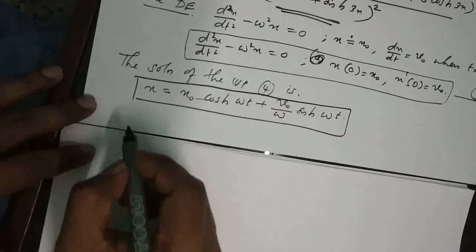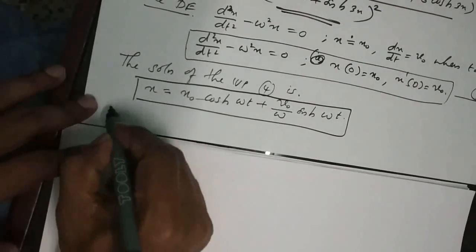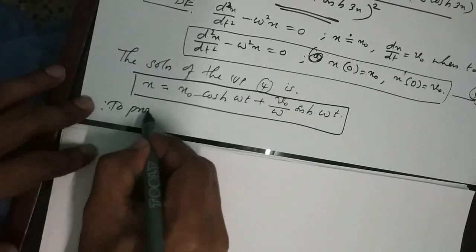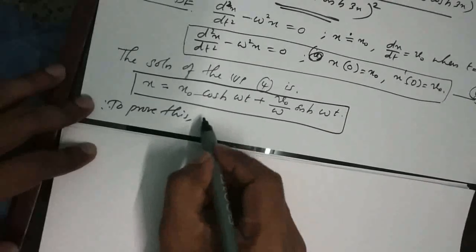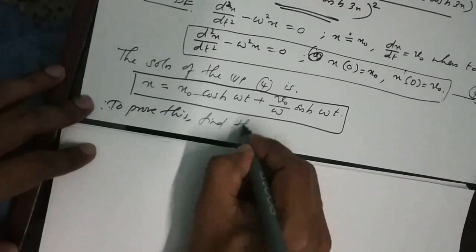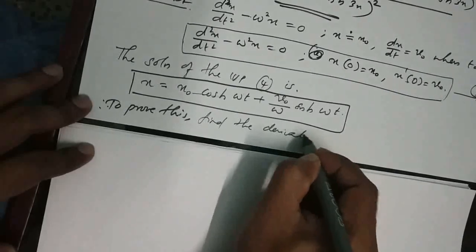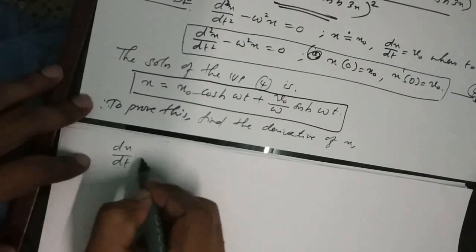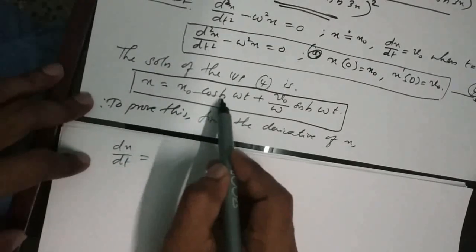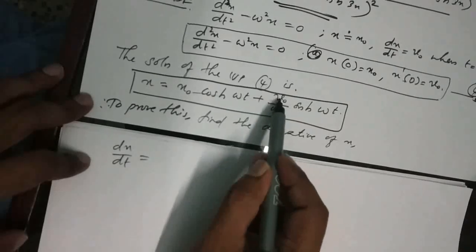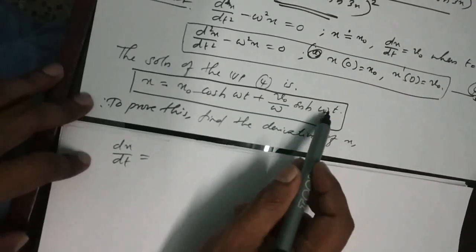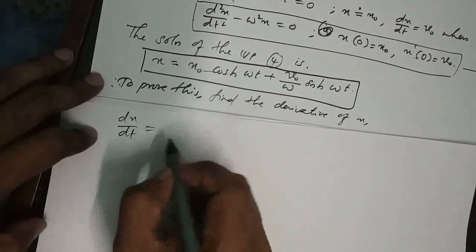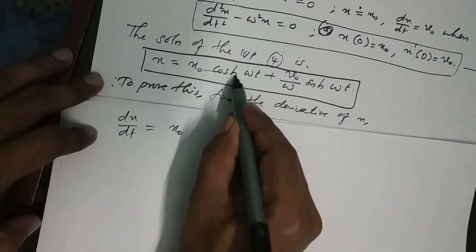Therefore, to prove this, find the derivative of x, that is dx by dt. X equal to x naught into cosh of omega t plus v naught divided by omega into sinh of omega t. So what will be the first derivative, dx by dt? X naught is a constant, so x naught into the derivative of cosh of omega t.